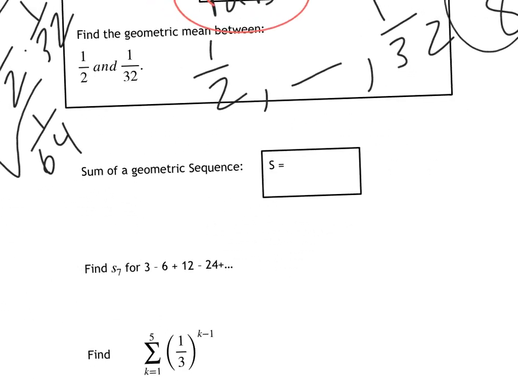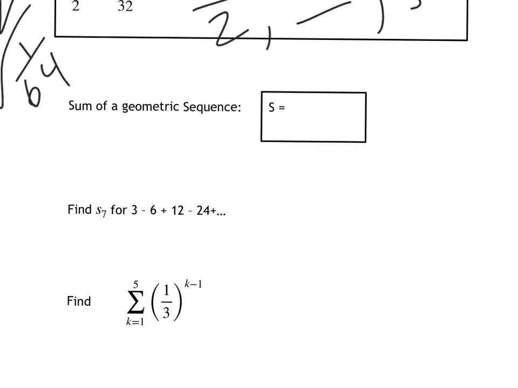Now finally, sum of a geometric series. So now if we want to add these up, our formula is going to be A1 times 1 minus r to the nth over 1 minus r. That's the sum of a geometric series.